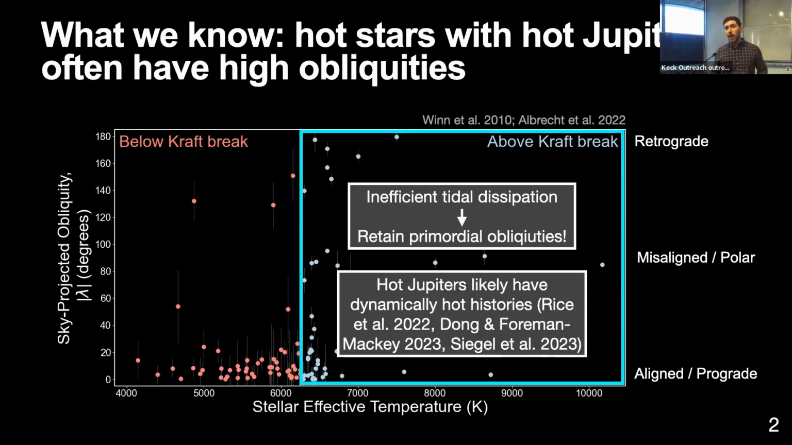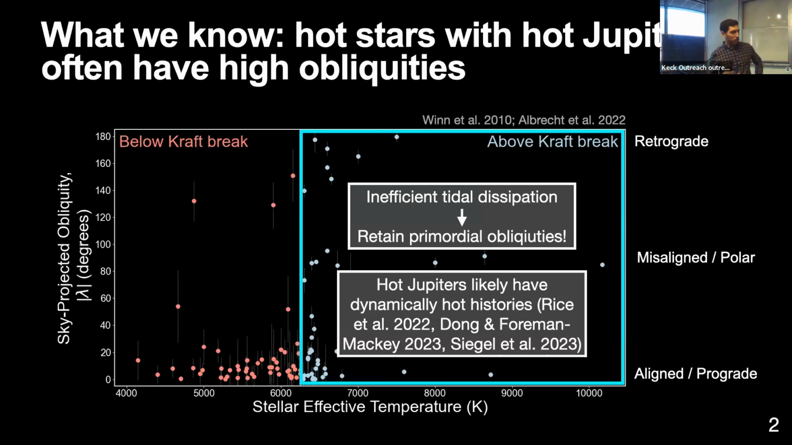This is really informative for hot Jupiters because we don't really know how hot Jupiters got so close to their stars. We don't think they can form there. They probably form farther out via these mechanisms that Ben talked about before, so probably core accretion or gravitational instability, and then migrated inward somehow. The fact that these hot stars all have very misaligned obliquities suggests that these planets probably underwent very dynamically hot histories that caused them to move inward. So they probably moved in on a very inclined and highly eccentric orbit after some kind of scattering.